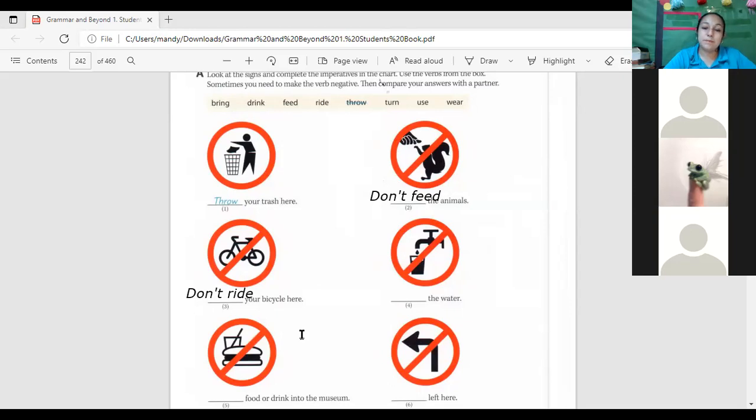Next one. Don't drink the water, exactly. Maybe the water is not in good condition. For that reason, this sign, don't drink the water. Okay, next one, food or drink into the museum. Don't bring. Remember, the majority of public places, but we talk about culture places, museum, theater, you practice this one. Don't bring food. Next one, left here, what do you think? Don't turn left here. Okay, don't turn left here.